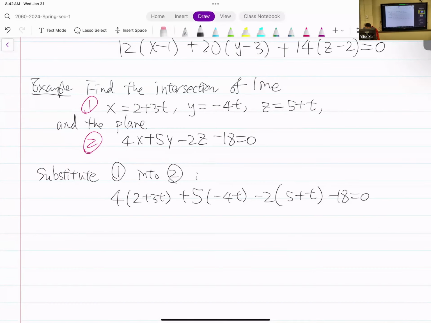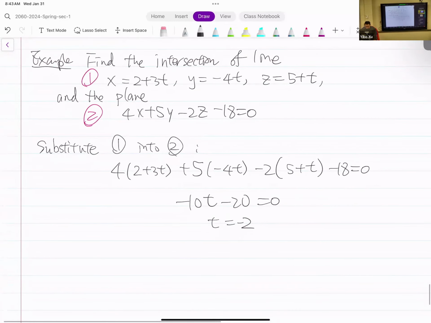What do we have? We have 12t minus 20t minus 2t. That's negative 10t. Then 8 minus 10 minus 18, so negative 20. And okay, we solve that, we will get what? We'll get t equals negative 2. Okay. So now we have negative 2. So that tells you what? Okay, there's indeed one solution. So you can substitute back into equation 1 and you will get the point.